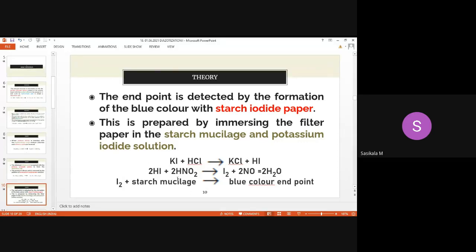Only nitrous acid is there. And this nitrous acid oxidizes hydrogen iodide to iodine. And this iodine reacts with the starch, and this starch gives blue color. The reaction between iodine and starch gives the blue color endpoint. So the appearance of blue color is the endpoint for diazotization titration.